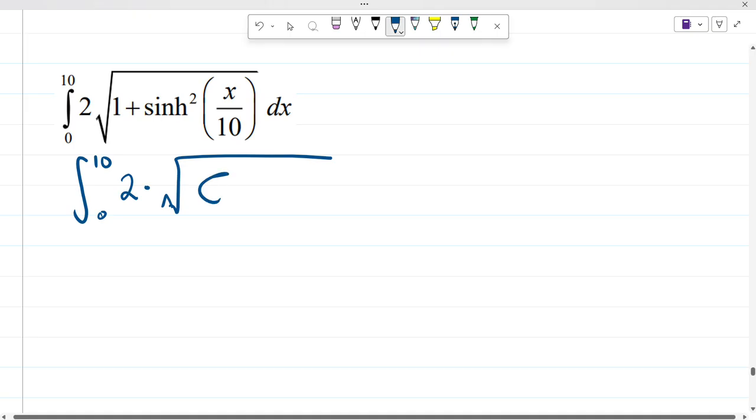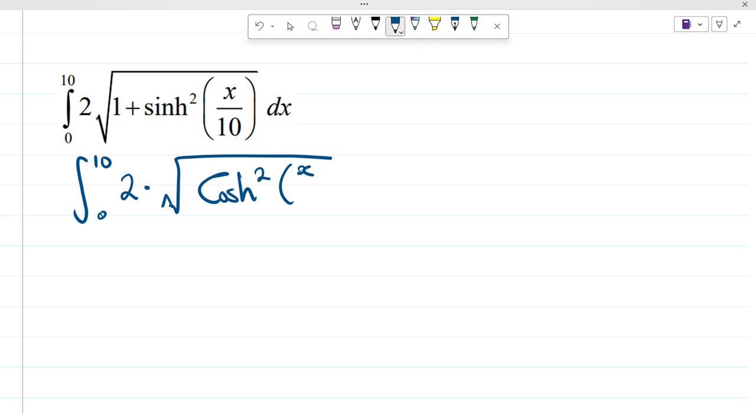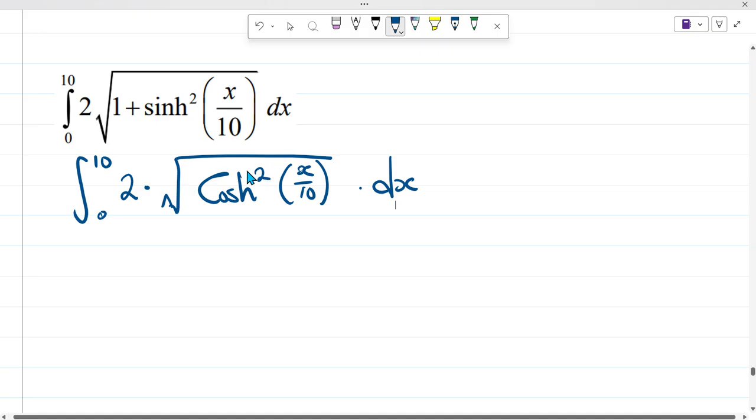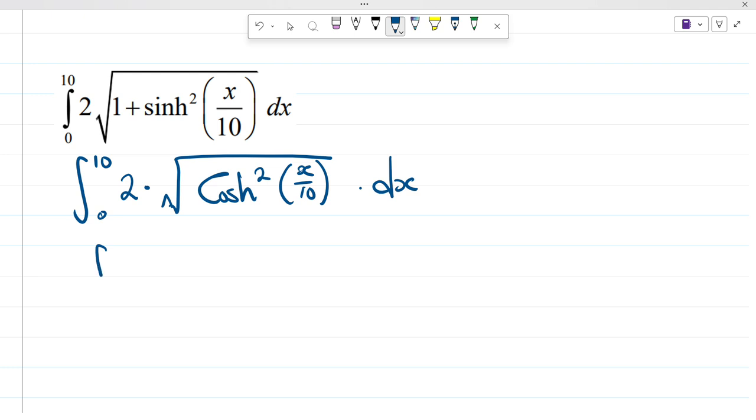Of cos, hyperbolic cos squared of x over 10. And then we put our dx there. Hyperbolic cos squared is going to cancel out this radical sign, right? So at the end of the day, I can also take these two outside the integral because I can see it's causing some traffic.